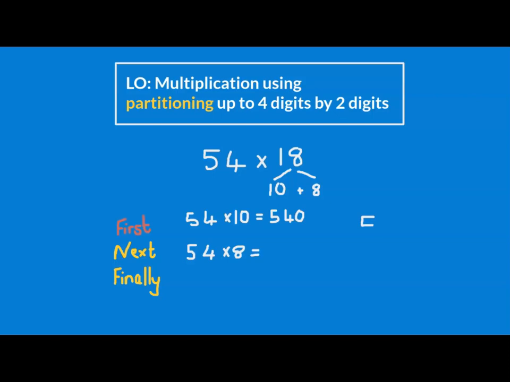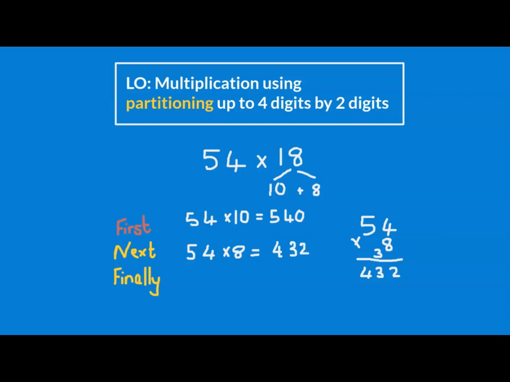Let's write it out nice and neat. 54 multiplied by 8. 8 times 4 is 32. 8 times 5 is 40, and I need to remember to add on that 3. So the product of 54 times 8 is 432.